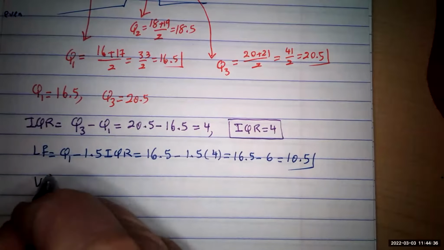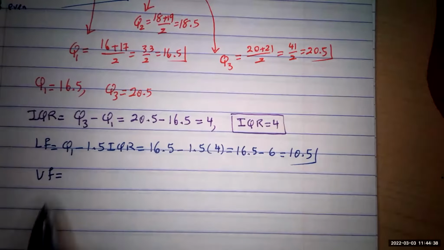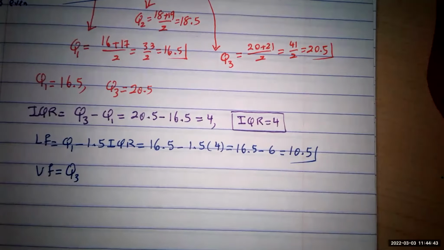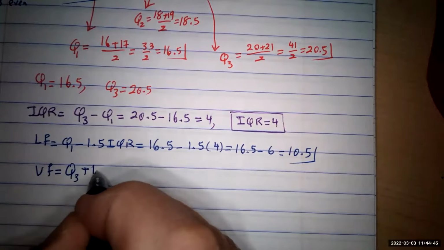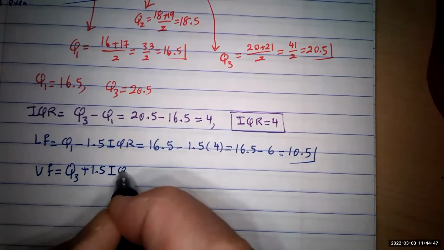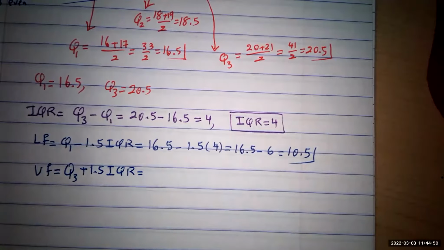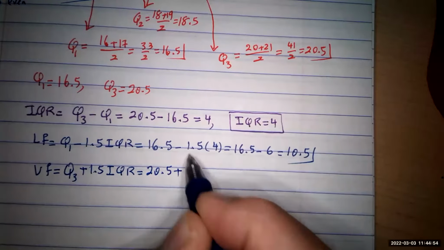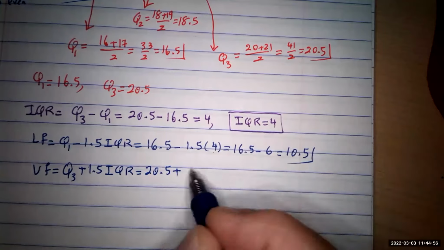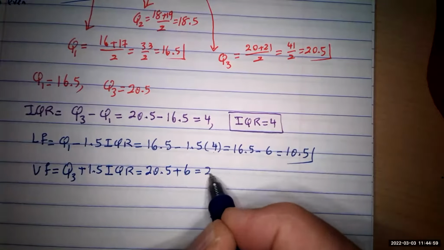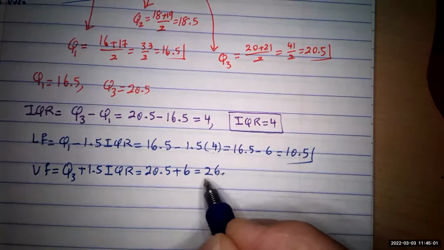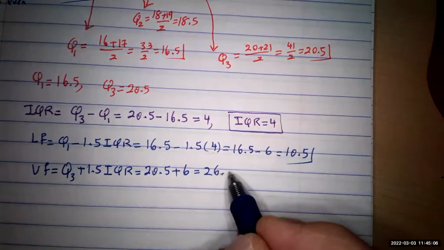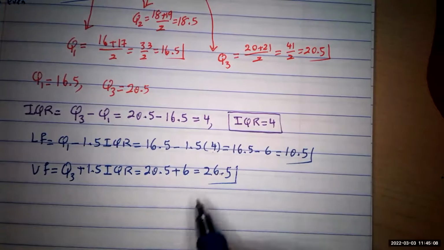Then you check the upper fence. The upper fence is going to be Q3. Remember, that's Q1, the other one is Q3. Q3 plus 1.5 IQR. Your Q3 is 20.5. 20.5 plus, we already did this one, so it's going to be plus 6. Okay, so that gives you 26.5.